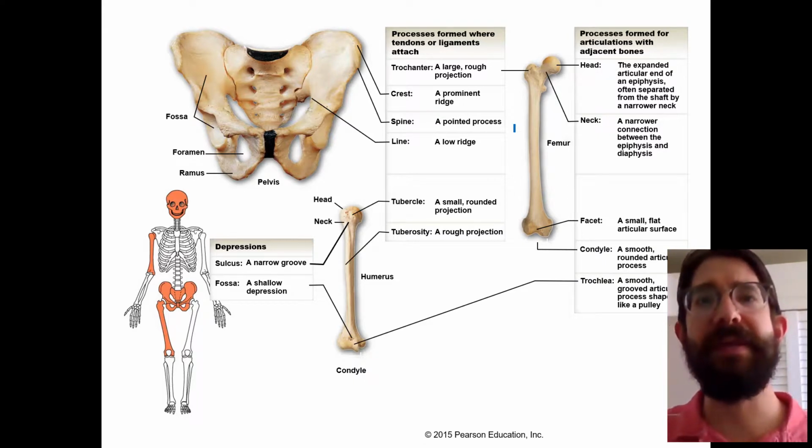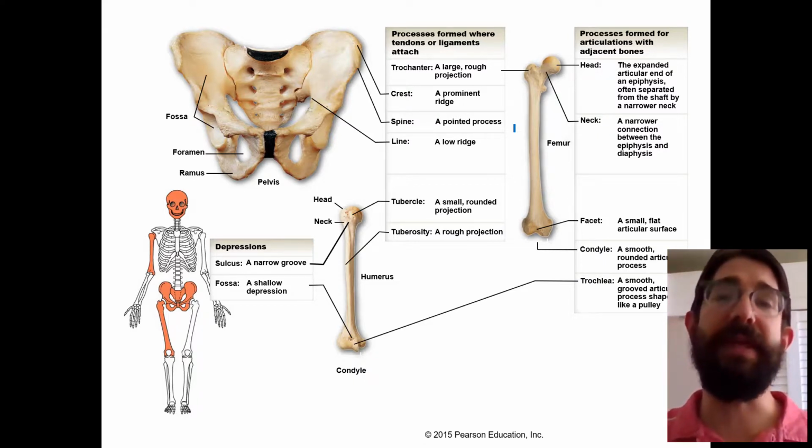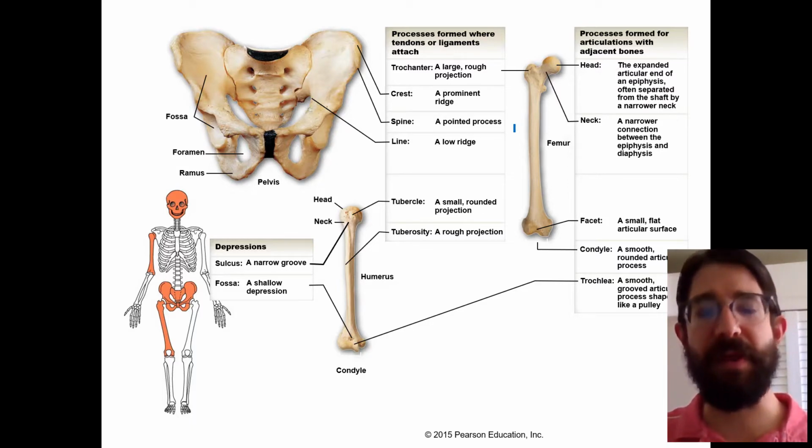So you can take a look through this. It's just going to prime you for the next couple of videos where we dive into the skeleton and all the specific parts on the skeleton.